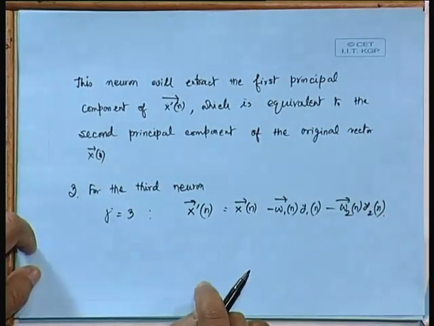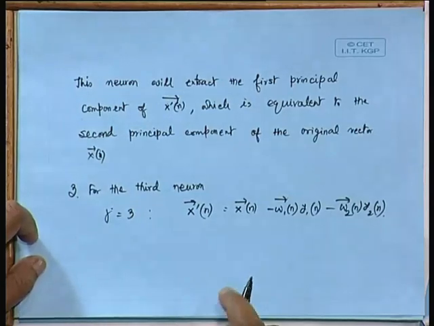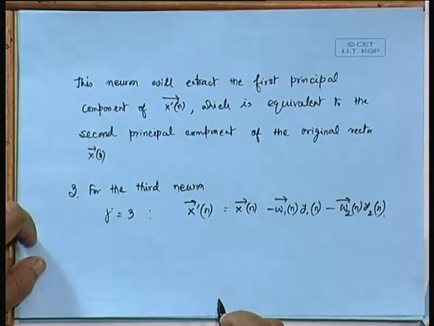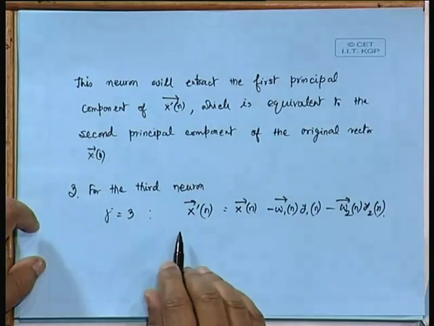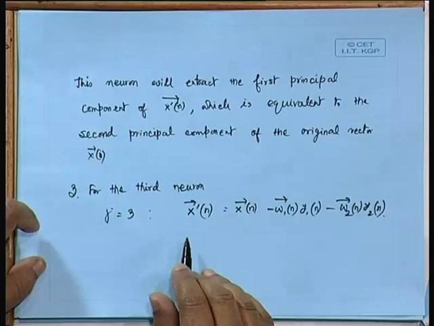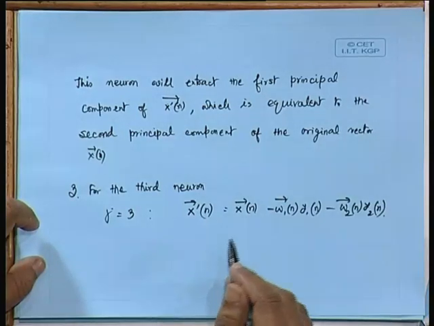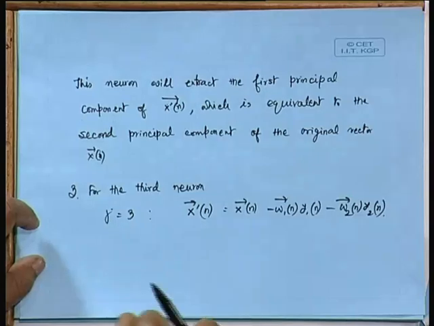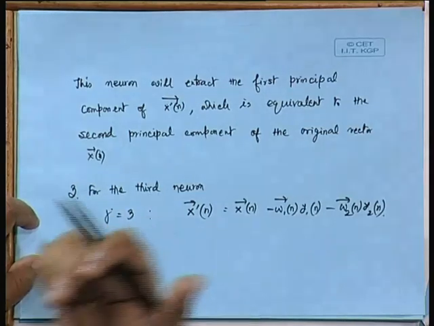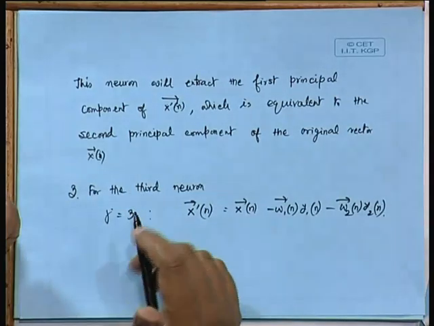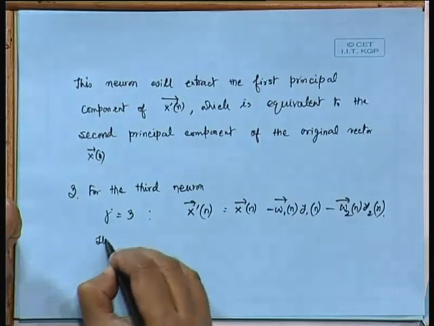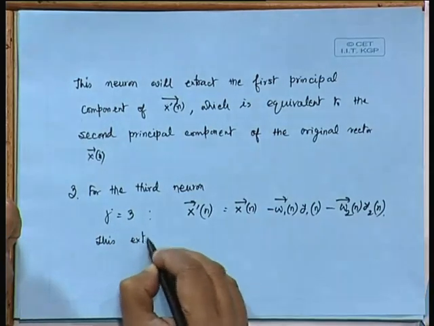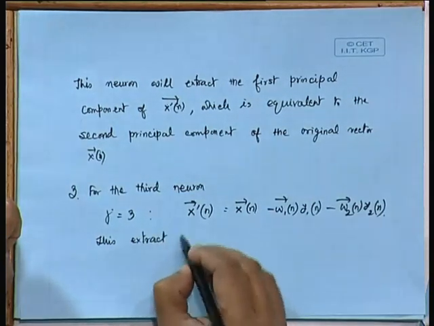Okay. So, the third neuron will extract the first principal component of x prime n, equivalent to the second principal component with respect to the second neuron, or rather to say the third principal component with respect to the original. So, this extracts the third principal component with respect to the original.